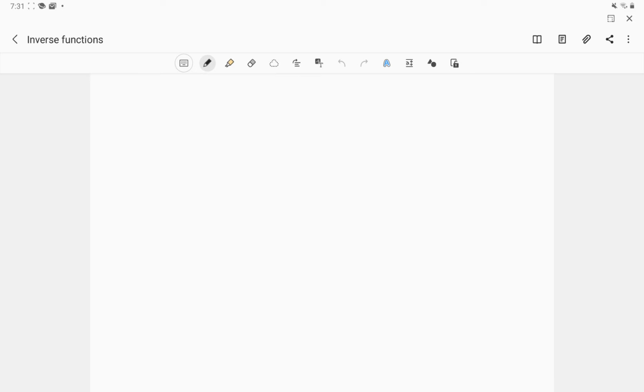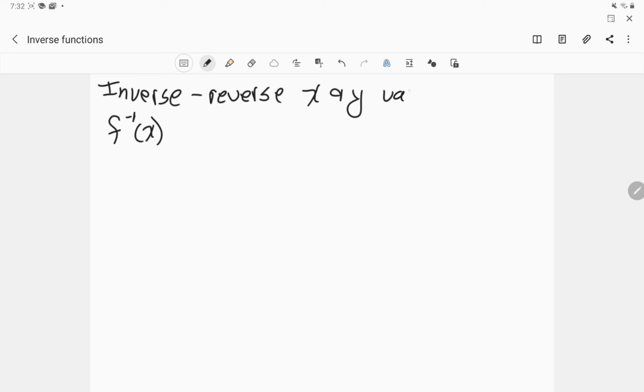I want to do a quick, hopefully quick, video on inverse functions. Now, this is section 5.3 in your textbook. So, an inverse function is labeled with a little -1 as an exponent. That would indicate the inverse. Now, what an inverse really is, all you do is reverse or switch your x and y values. That's really all it is.